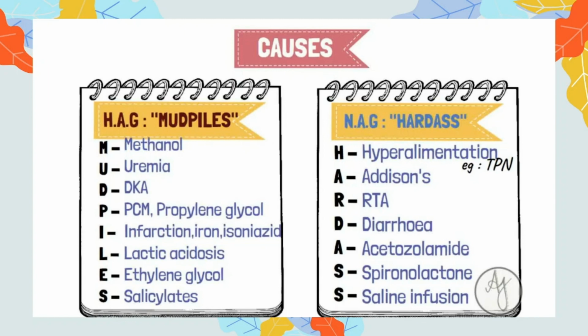So that is your anion gap, and just make sure to remember the formula and the reason behind why there are two formulas presented. The other one is without considering your potassium. And then these are the causes, and you have your mnemonics.